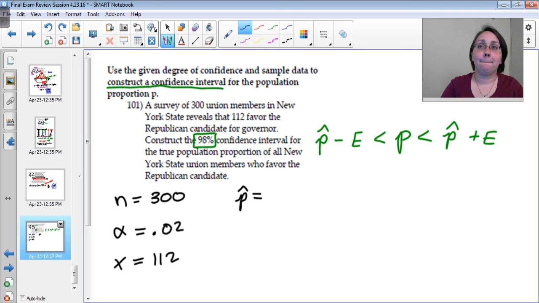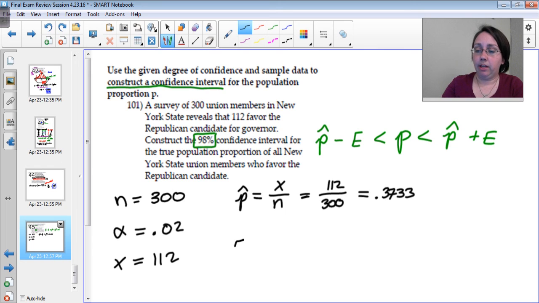You need to do this z times sub alpha over 2. No, that's going to be our error. Divided by N. Okay. What'd you say? X. The number of successes divided by the number of trials is your P hat. So, 112 divided by 300. Can somebody give me a decimal for that? Like 4 decimal places though, because we're not rounding until we're done. 0.3733. Okay?